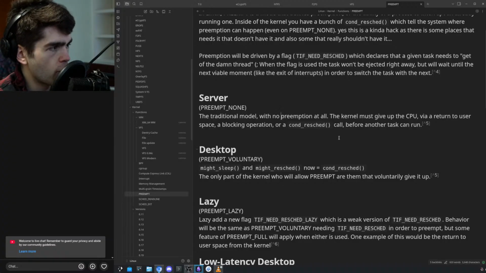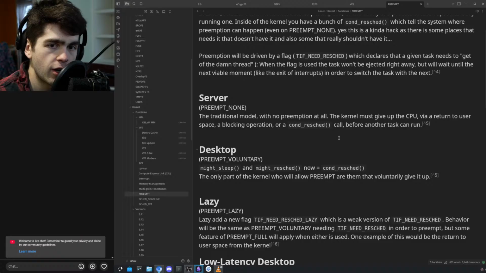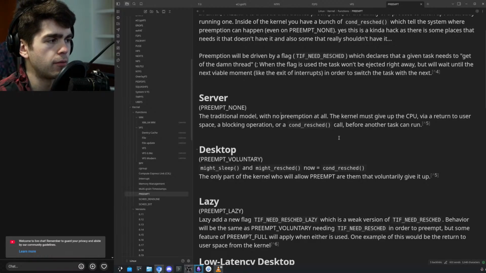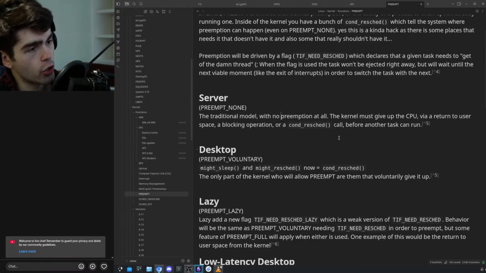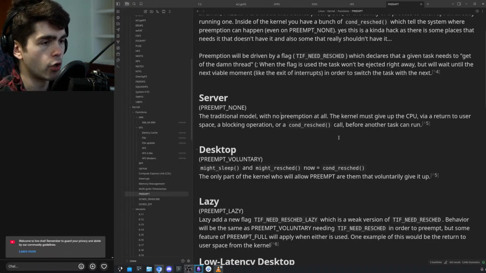There's server, which is preempt none. Unless explicitly stated by the kernel, you should just be able to run whatever, but at this point it won't let you. So the kernel always has some kind of priority over the core.